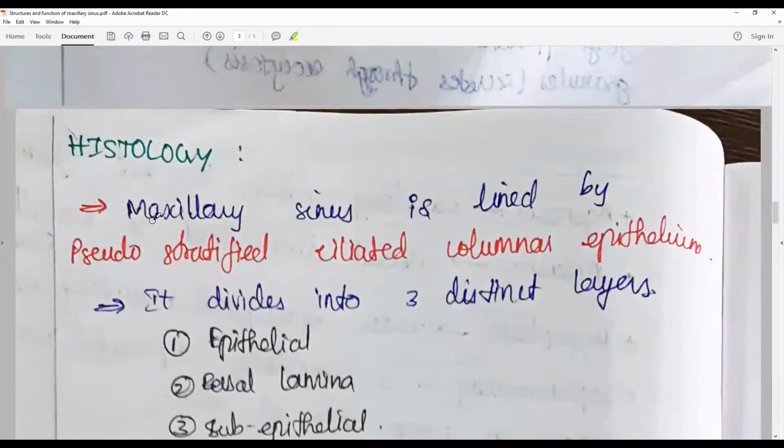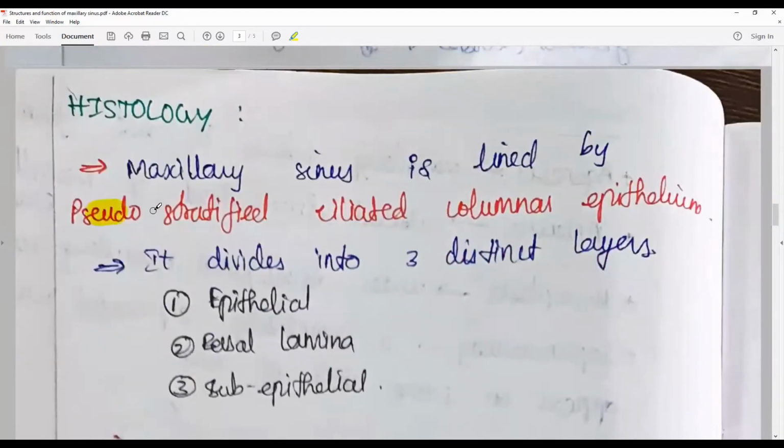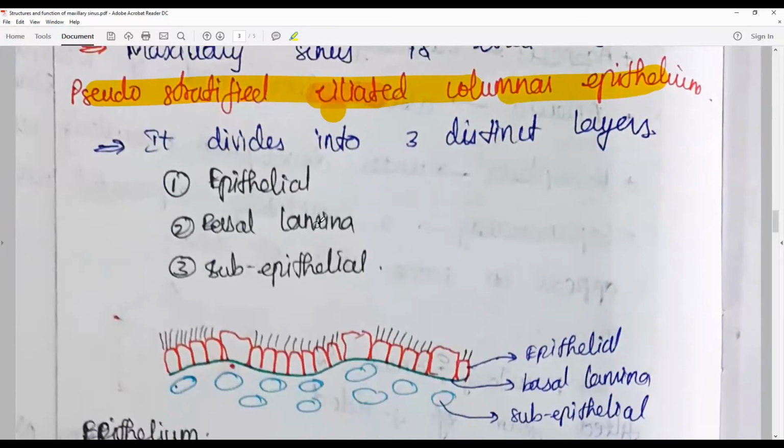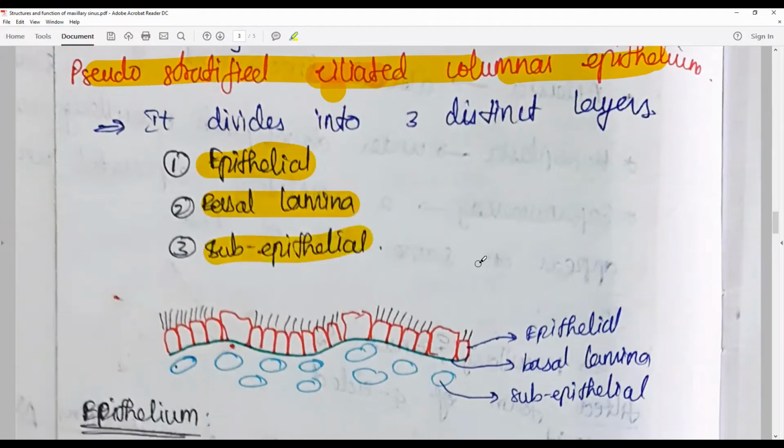Histology, the most important part. It is lined by pseudo-stratified ciliated columnar epithelium, not stratified. The pseudo-stratified ciliated columnar epithelium has three distinct layers. The first is the epithelial layer, followed by a basal lamina and a subepithelial layer.